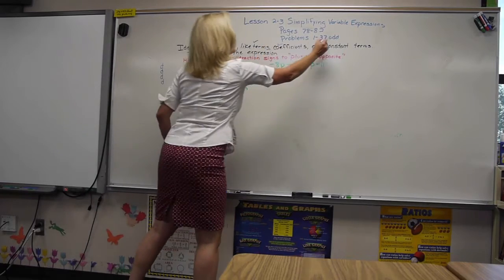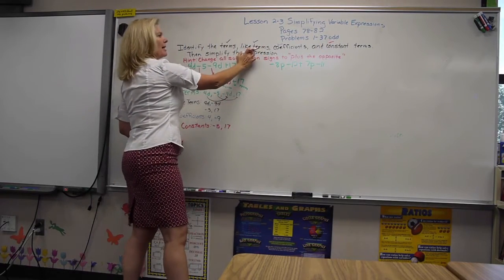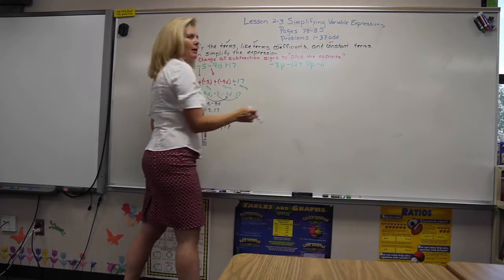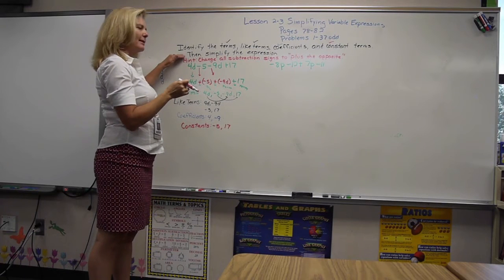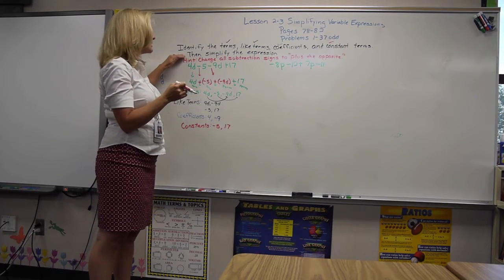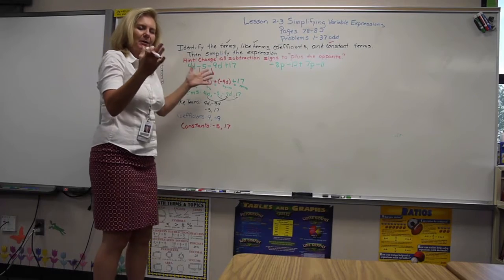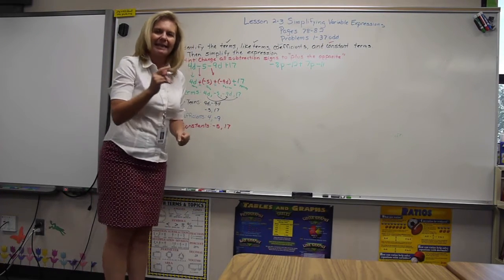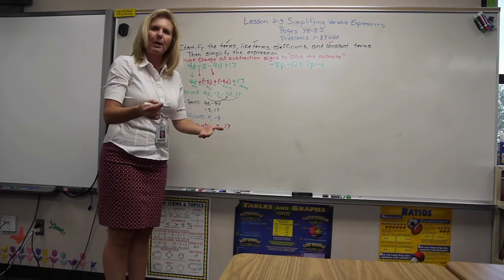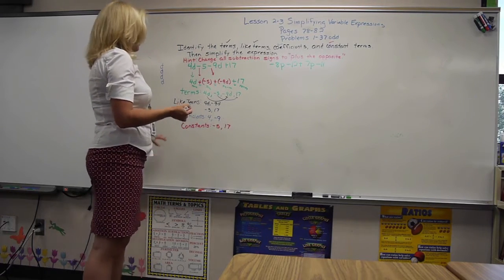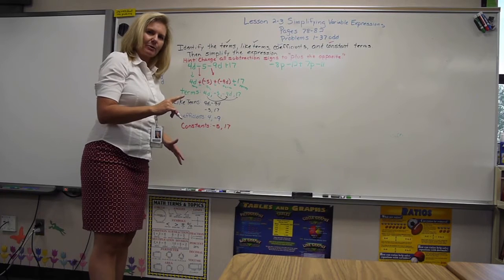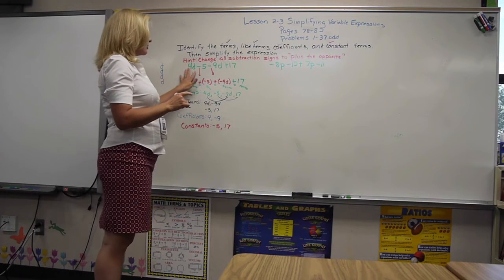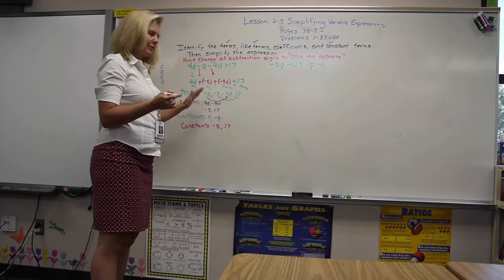Now I've identified my terms, my like terms, my coefficients, and my constant terms. So the last thing that your homework will ask you to do is then simplify the expression. It means pull the things that you can pull together and leave it in the most simple form of the expression. Well, remember we learned with distributive property that my variables and my constants look very different.